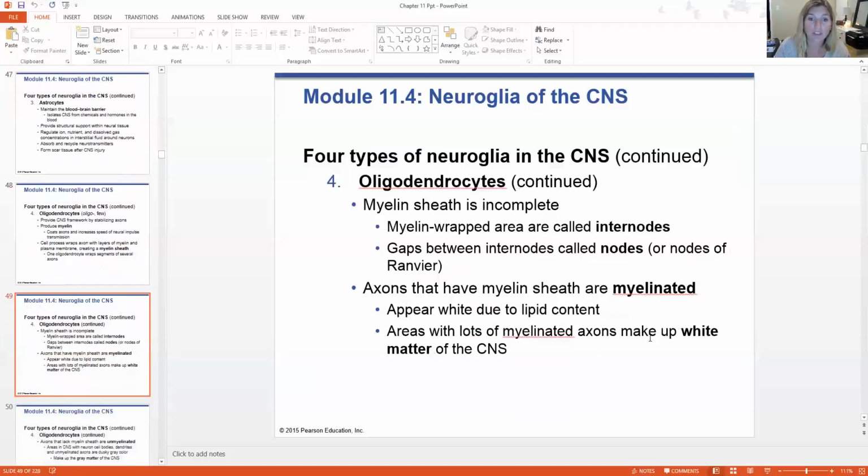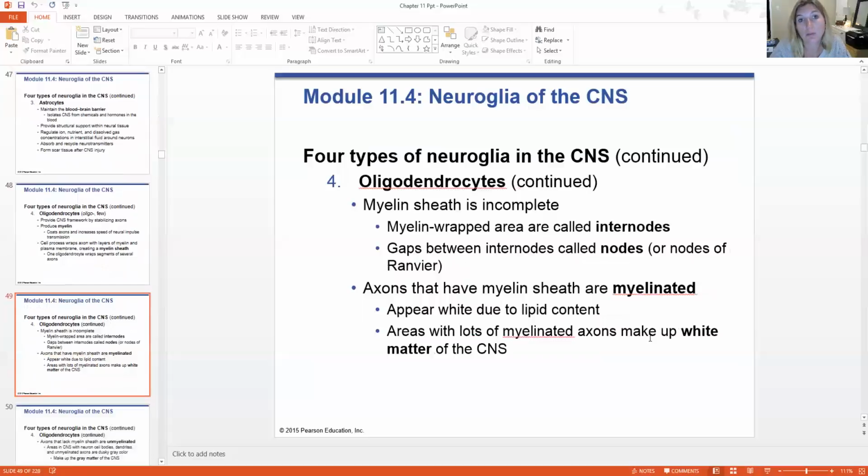That myelin sheath is incomplete. It has little spaces in between it. So here's a myelin sheath. Here's my axon. Here's a myelin sheath. Here's a myelin sheath. So only a part of that axon is exposed. And the part that's exposed is called the node. The parts of the myelin sheath that are hiding that axon are called the internodes. Axons that have a myelin sheath are called myelinated.